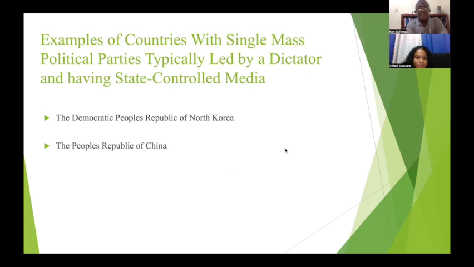Examples of countries with single mass political parties, typically led by a dictator and having state-controlled media, are namely the Democratic People's Republic of North Korea and the People's Republic of China.